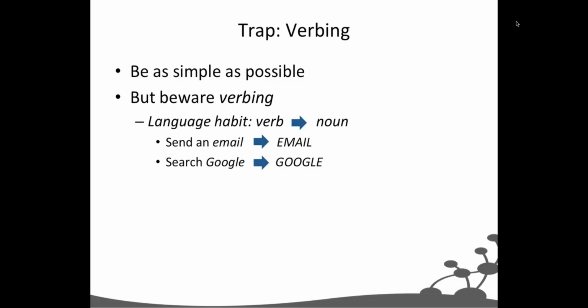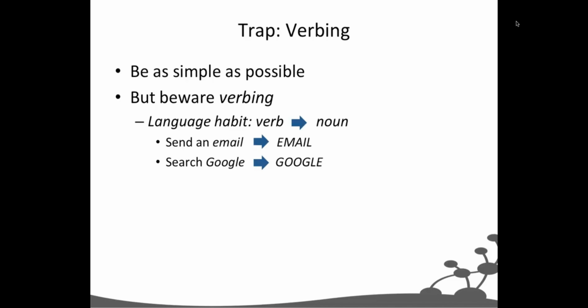So, intermediate nodes, sometimes they're very obvious, and sometimes you should start thinking about them when you reach a bit of a roadblock, a block with your modeling efforts. And the reason you might reach a block with your modeling efforts is because of this language habit that we have, which we call verbing.